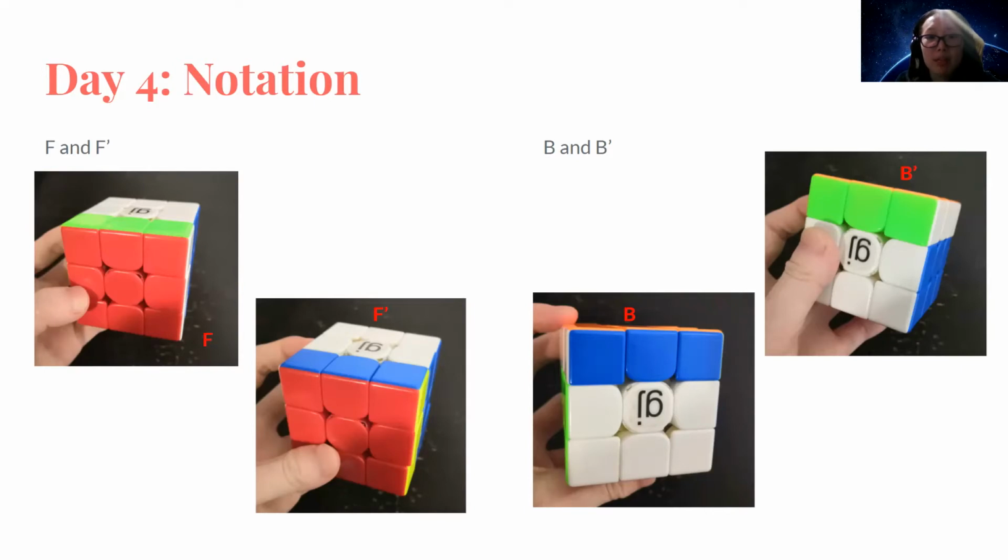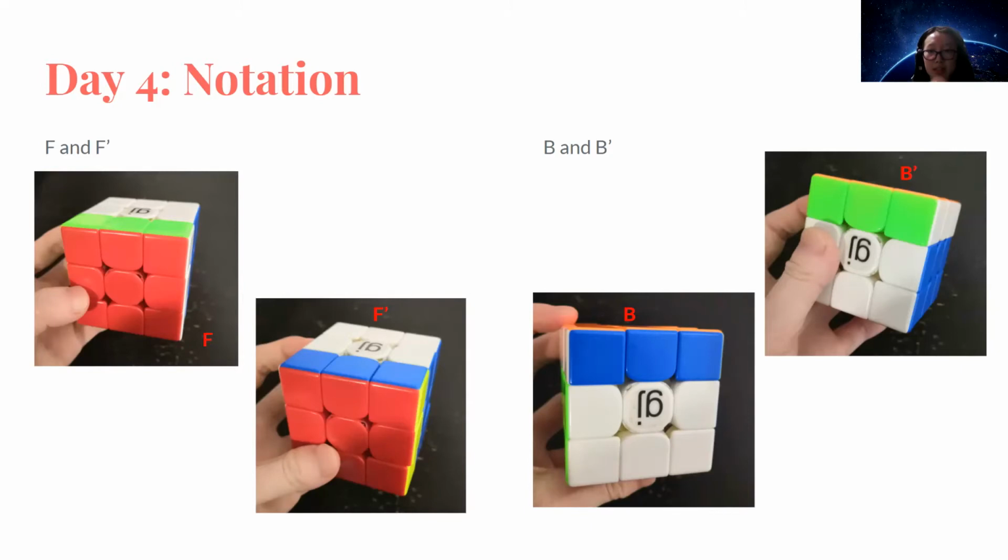And then B prime is going towards the right. So it's going the right way, which makes it look like it's going clockwise, but again, it's because of the perspective. It's actually going counterclockwise in the back direction.